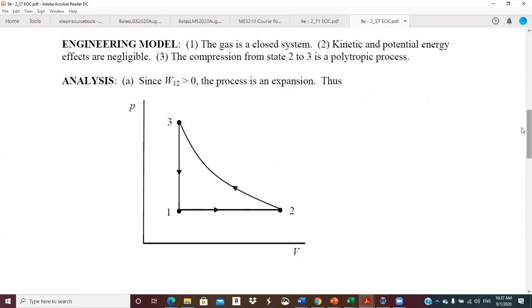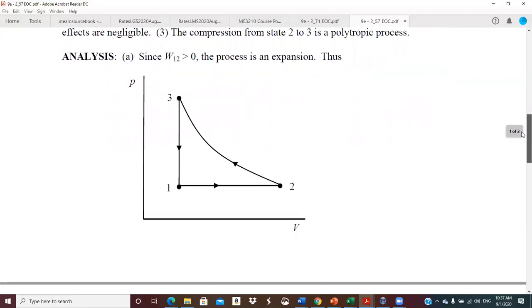Okay. And this is not always the case. We'll have some problems that may have the whole thing moving, but this is pretty typical. And there's our PV diagram. Okay.